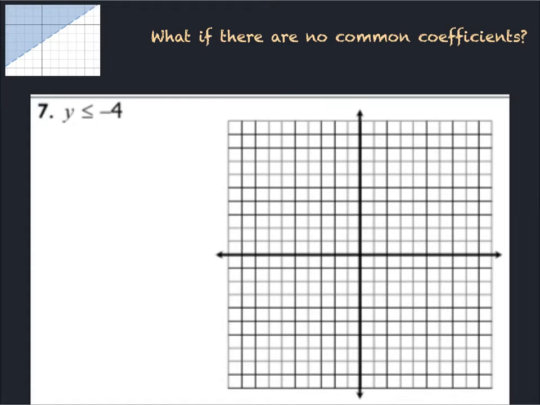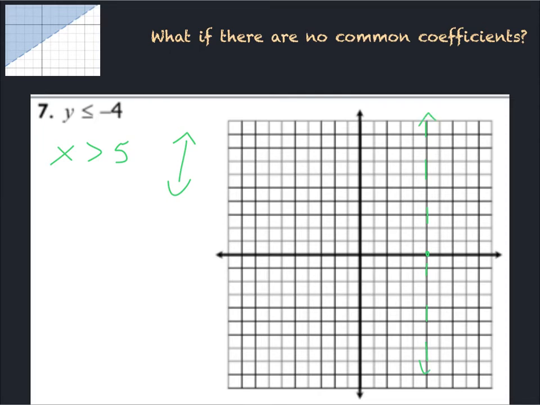Okay, now let's do one more. What about if this was x is greater than 5? Okay, x is greater than 5 would mean that we would have a vertical line right on 5. And because it's greater than, the vertical line is going to be dashed, which means we are not including it in our solution set.